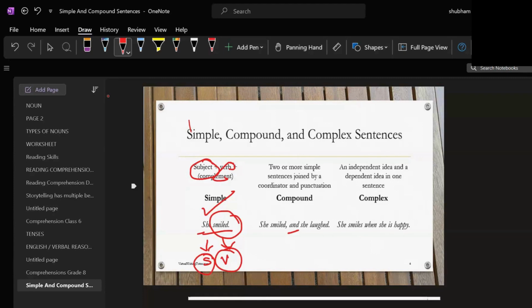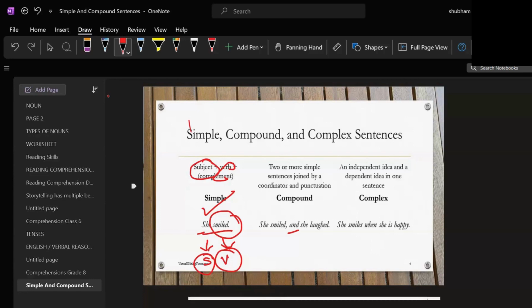There is a sentence: She smiled, and she laughed. So what have I used? I have used a comma and a conjunction, "and." Both are forms of conjunctions that we use to join two independent sentences. She smiled and she laughed.